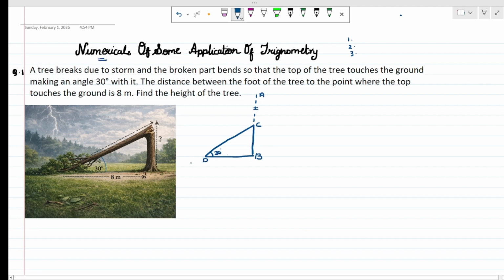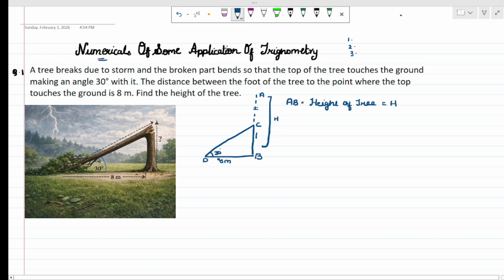So the foot of the ground and the distance at which my tree is touching the ground makes a value of 8 meter. Find the height of the tree. That means I need to find the height of the tree. Suppose it is H, capital H. I need to find my H. Okay. So write first of all some information which is given to you from the question, that AB is equals to height of the tree. So write over here that it is the height of tree which you need to find out, and we are denoting it with capital H.